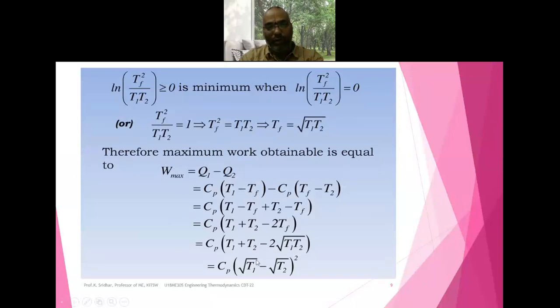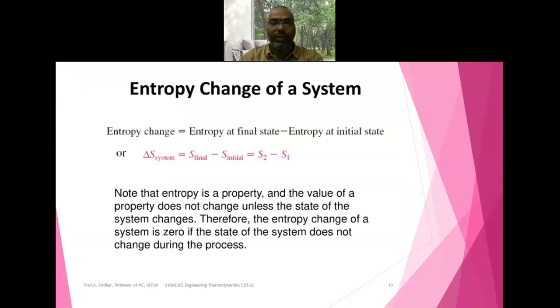So from this we are able to obtain that the maximum work obtainable is equivalent to Cp into (square root of T1 minus square root of T2) whole squared. So it is a very important derivation. That is, how can we find out the maximum work obtainable from finite bodies which are operating with T1 and T2 temperature limits.